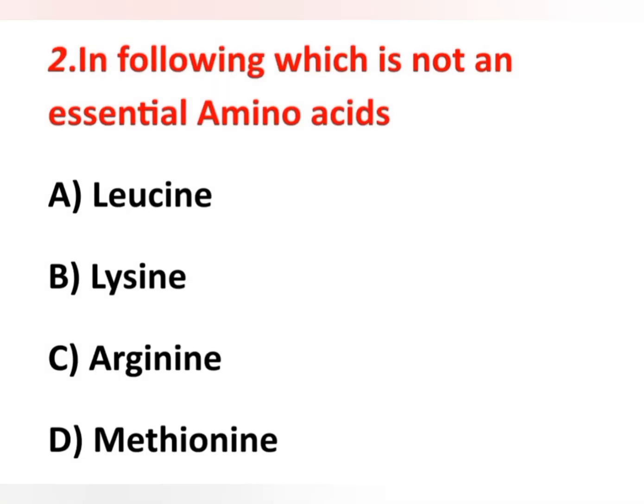The next question, second question, in following which is not an essential amino acid? Options are option A leucine, option B lysine, option C arginine, option D methionine. Here question is which one is not an essential amino acid? That is the question, and the correct answer is option C.